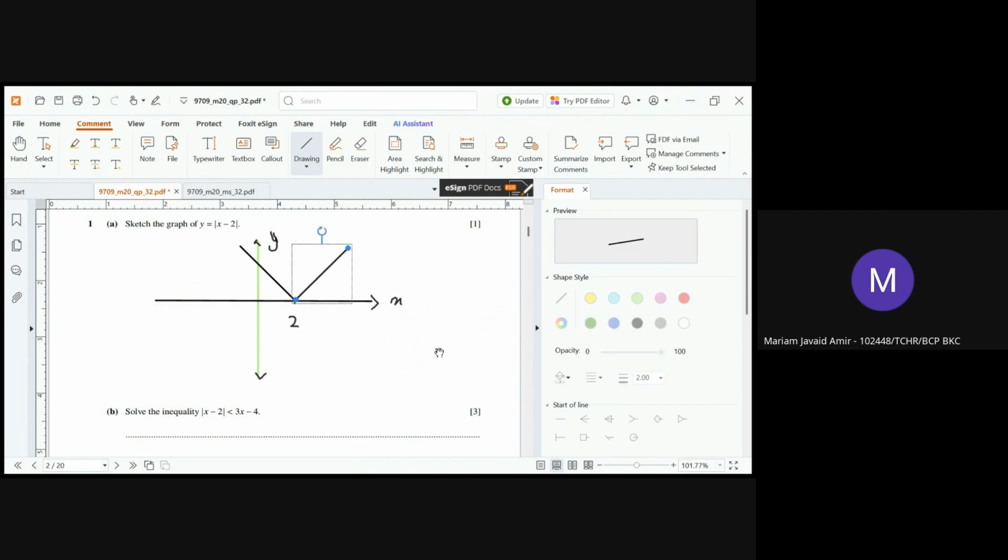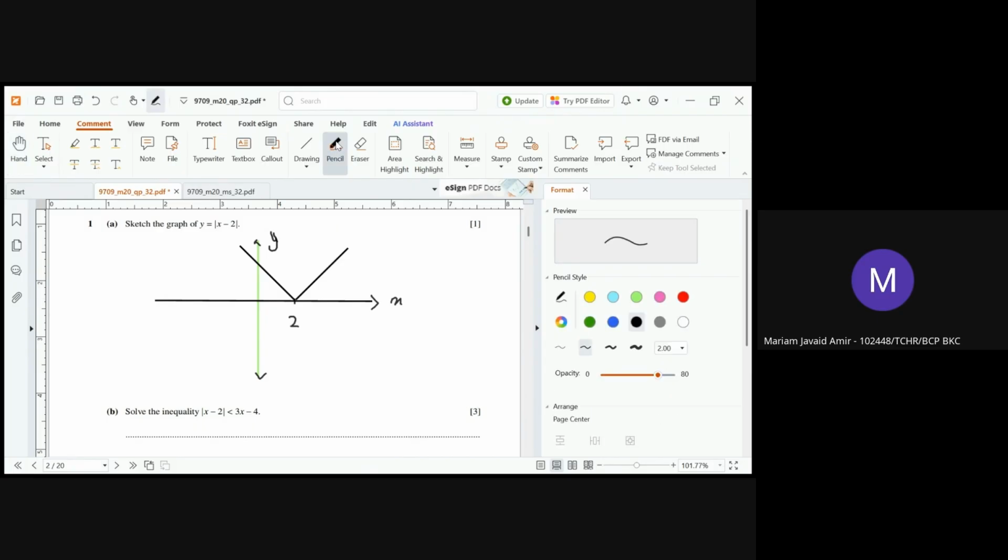Something like this. And you must mark the y-intercept as well. How will you find the y-intercept? By making x 0. So y equals modulus of 0 minus 2, which is just modulus of minus 2, which is y equals 2. So we'll mark a 2 over here. The examiner needs to see a 2 on the x-intercept, a 2 on the y-intercept.